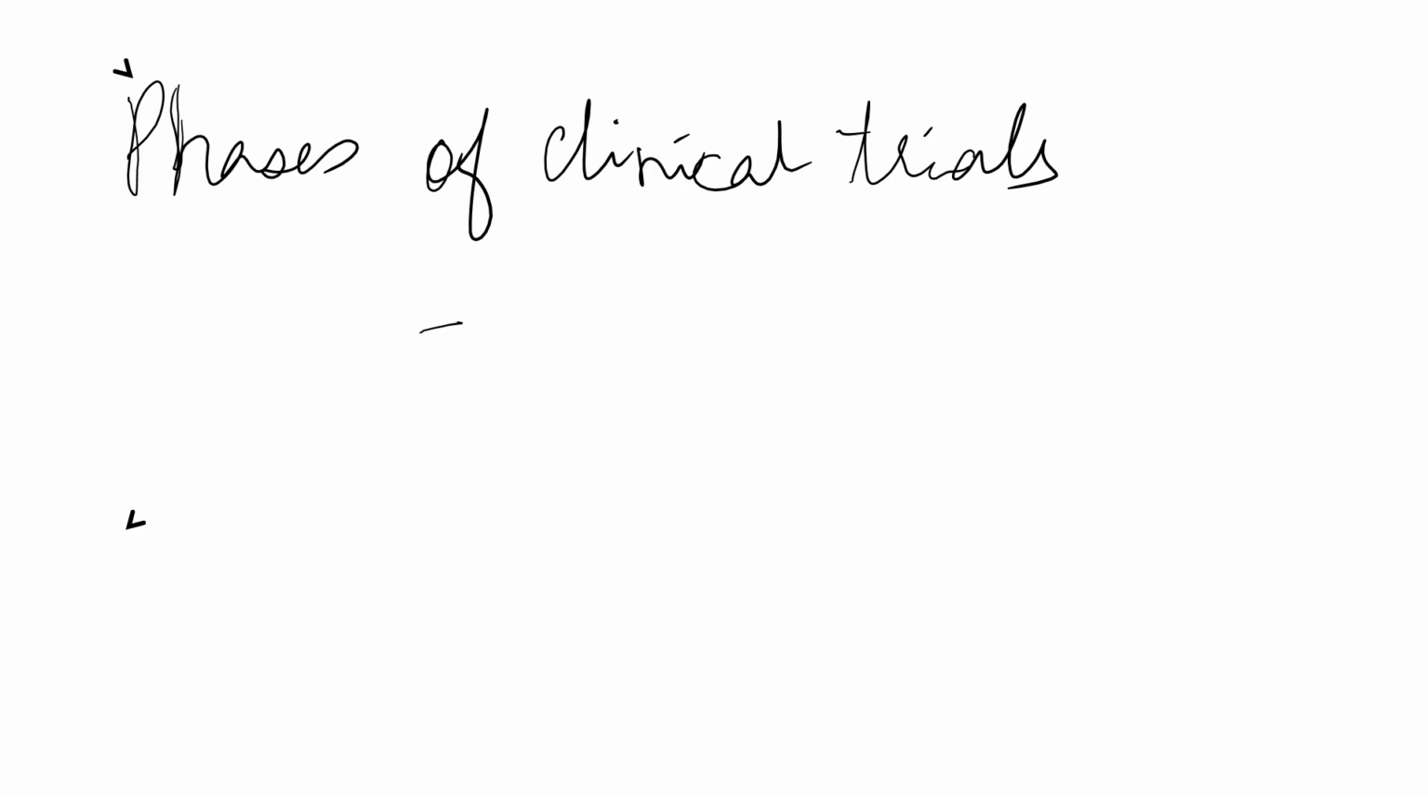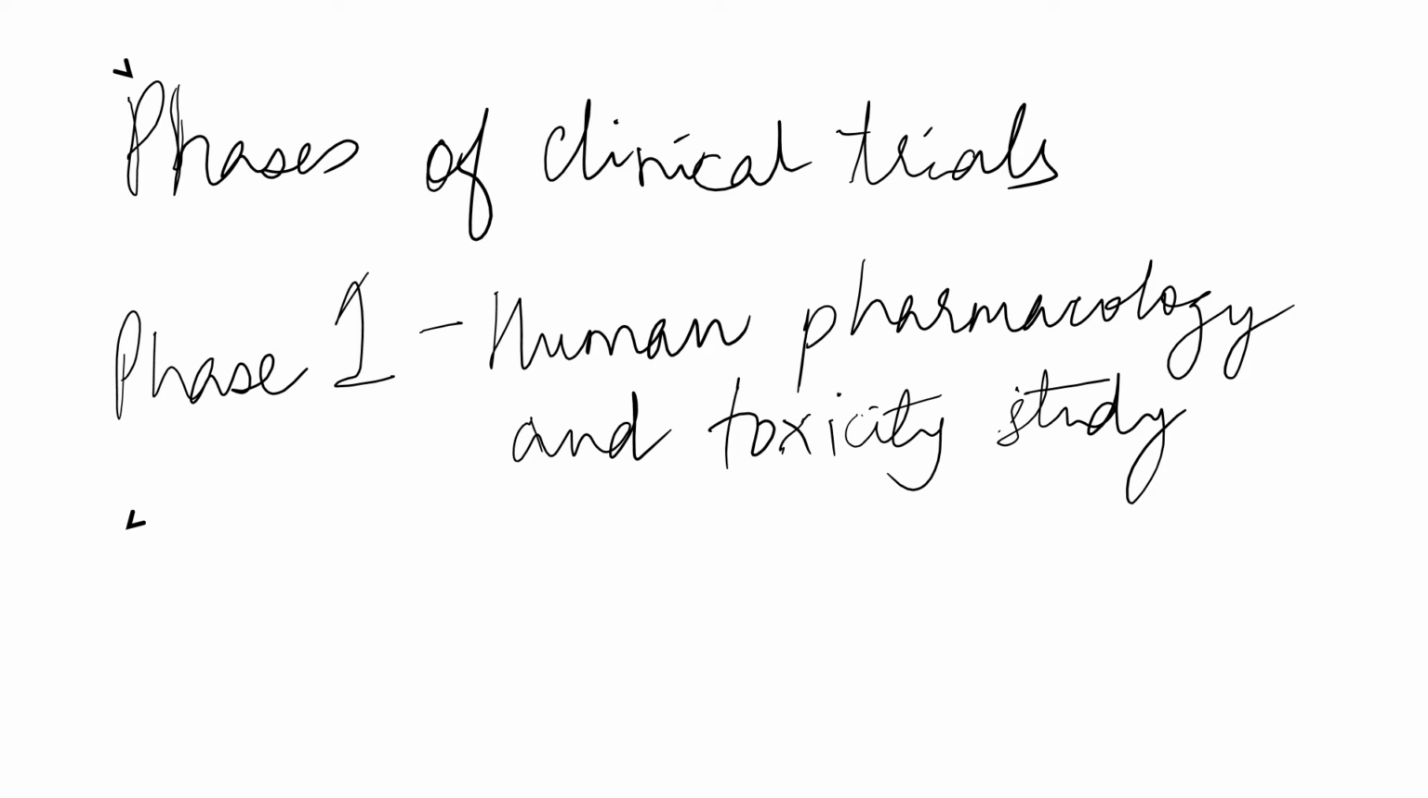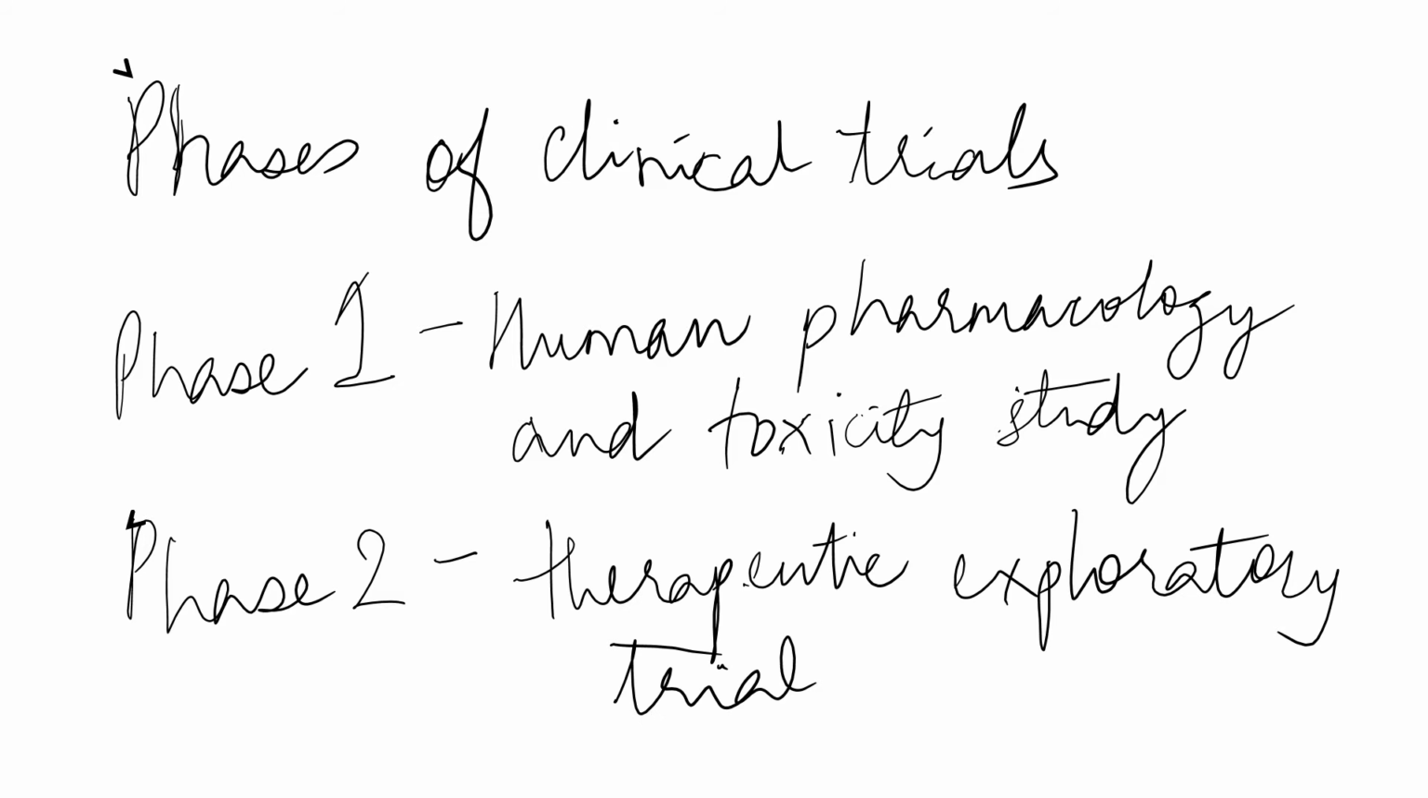Let us go to the phases, how these clinical trials are going to be conducted. There are phases of clinical trials. We start from phase 1. What is that? Phase 1 is the human pharmacology and toxicity study. We are going to study the new drug on humans, so we are going to study the pharmacology aspect and the toxicity of the drug. That is the phase 1 trial. And phase 2 is the therapeutic exploratory trial: how we are going to use it, in what way.